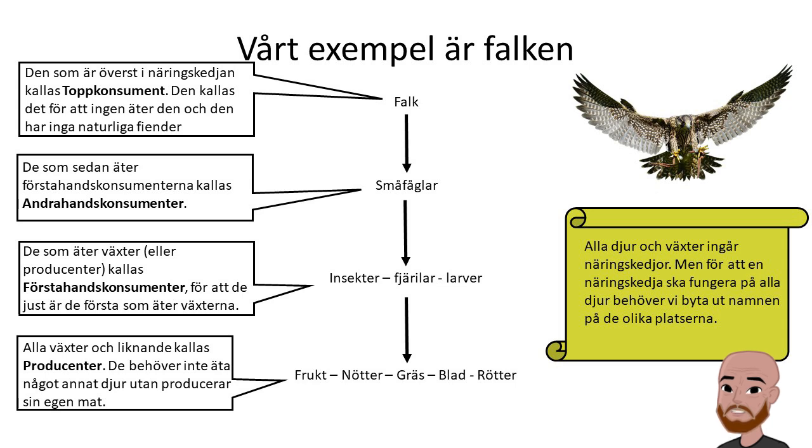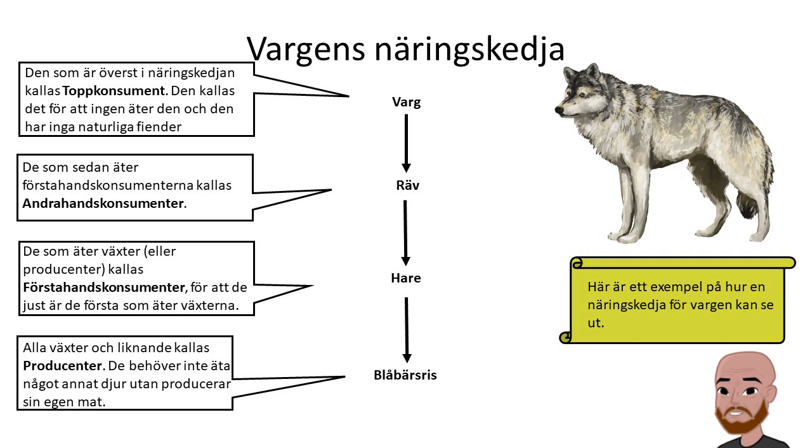And now that we have the proper names, we can replace these names with other animals. This allows us to create a food chain with different animals. For example, we could use a lion or a whale instead of a falcon. For example, here we have the wolf as another example. The wolf is a top consumer with no natural enemies. The wolf, in turn, eats the fox, which is our secondary consumer. The fox eats the primary consumer, which is the hare. All plants and similar organisms are producers, as we have said, and here we have blueberries. They do not eat any other animals, but produce their own food.